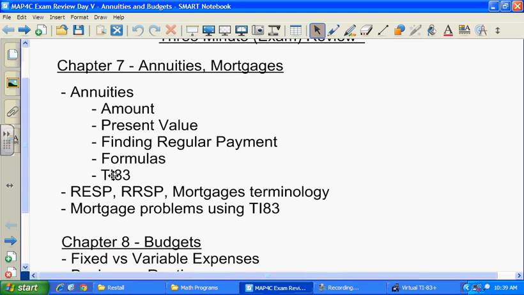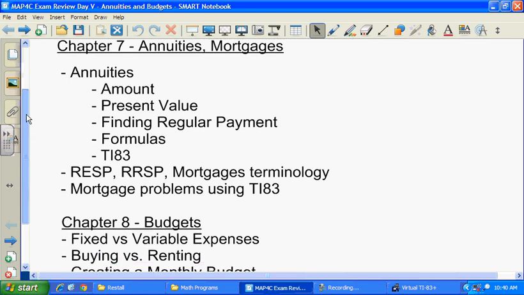Also in here was a bunch of definitions, all that stuff. You remember that crossword that had a bunch of that terminology on there, and mortgage problems, and that was exclusive to the TI-83. We could only do mortgage problems on the TI-83, and so for the annuities we use formulas. Should go on your formula sheet. Mortgages we use the TI-83, and of course having those TI-83 steps would be a good idea.